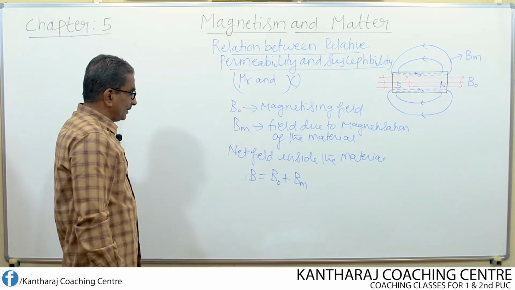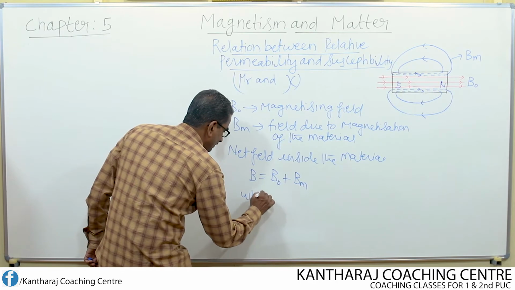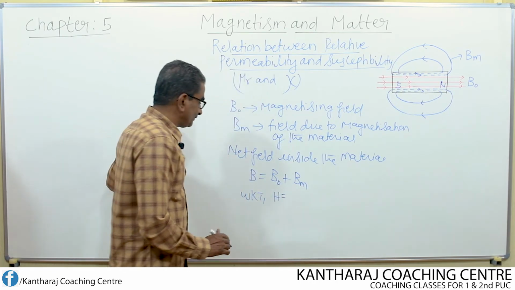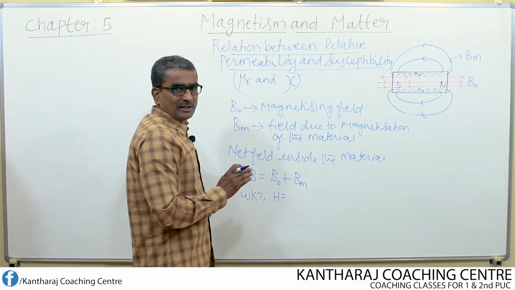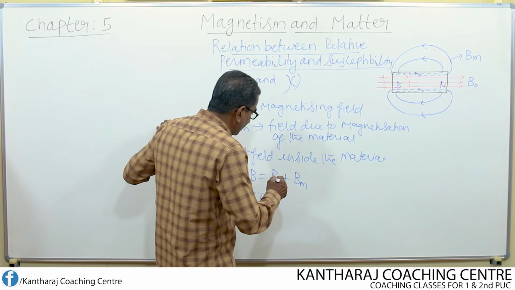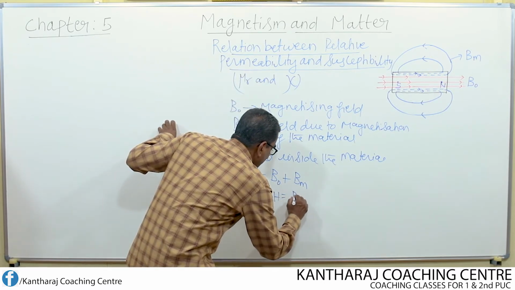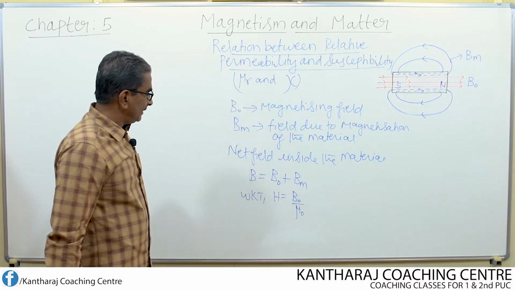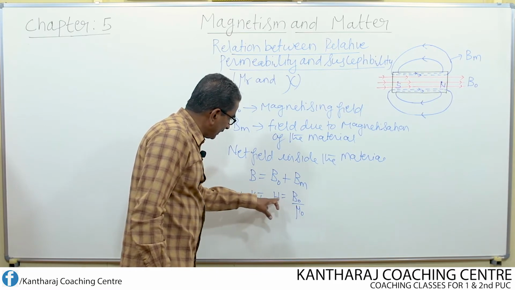Now we know the relation for H. H equals n into I, that is one relation. One more relation is B naught divided by mu naught. Then if I cross multiply, B naught will be mu naught into H.